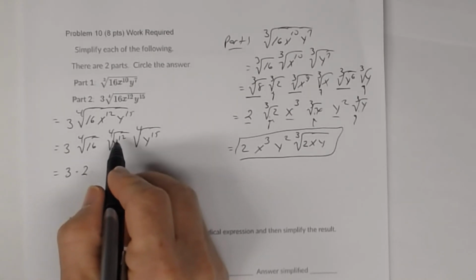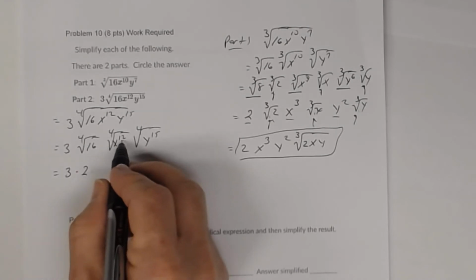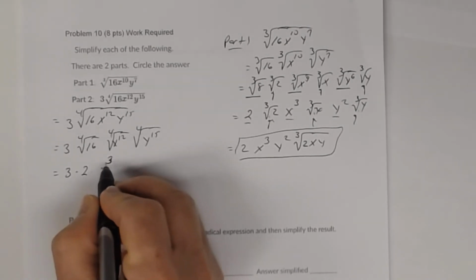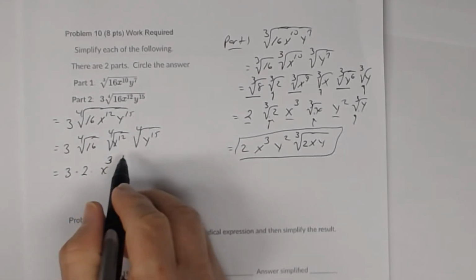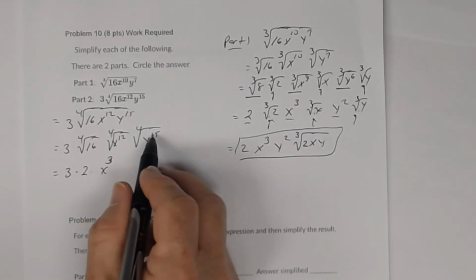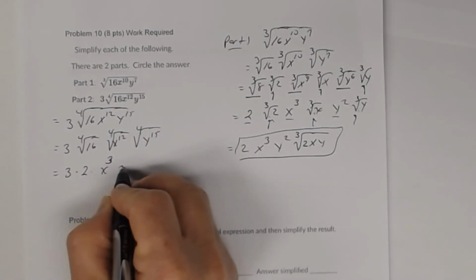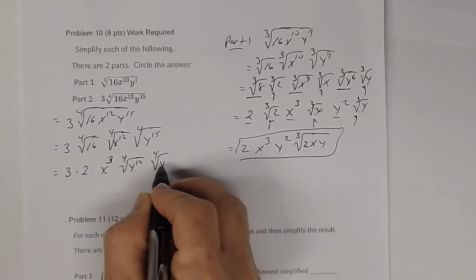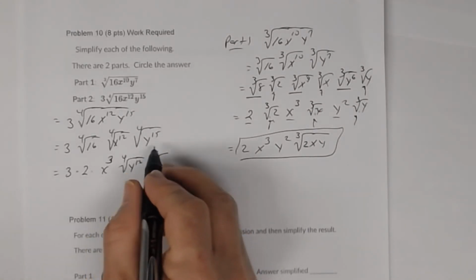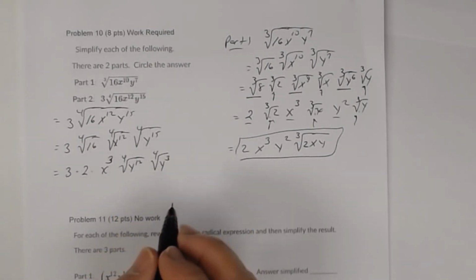I can simplify the fourth root of x to the 12th very easily, because 12 is divisible by 4. So that's x to the third power. X to the third times itself 4 times is x to the 12th. Now over here, what's the largest whole number less than 15 that's divisible by 4? That's 12, right? So it'll be the fourth root of y to the 12th times the fourth root of y cubed. Now you have to be careful. When you multiply like bases, you add exponents. 12 plus 3 is 15.